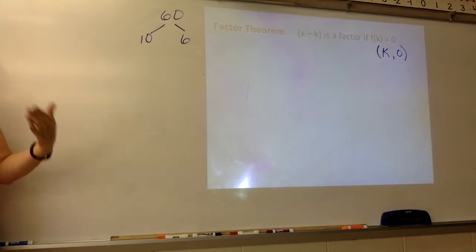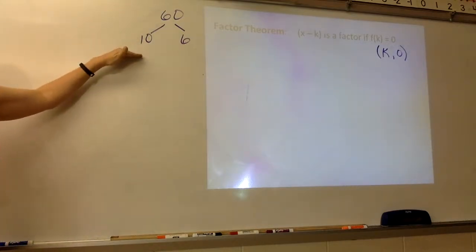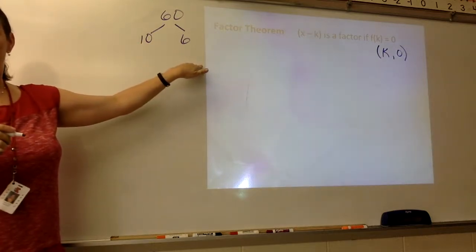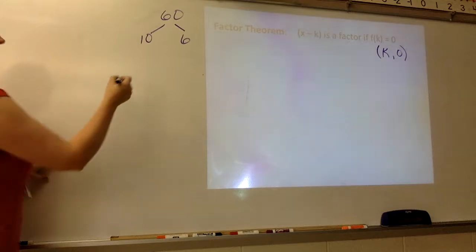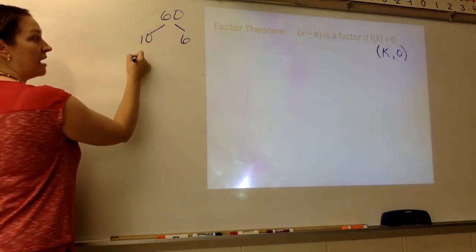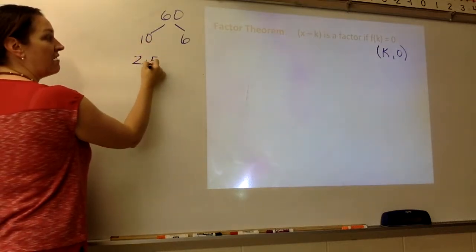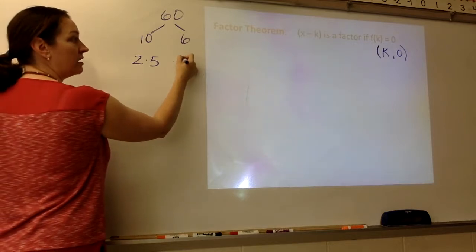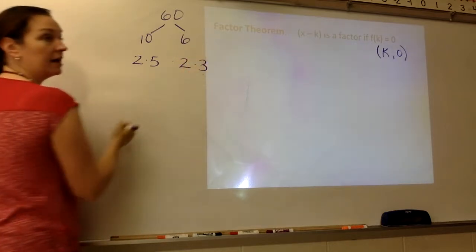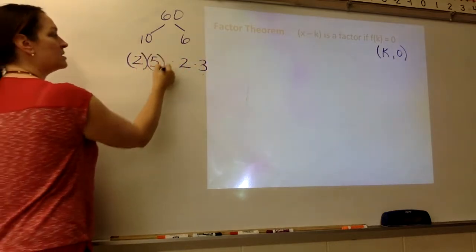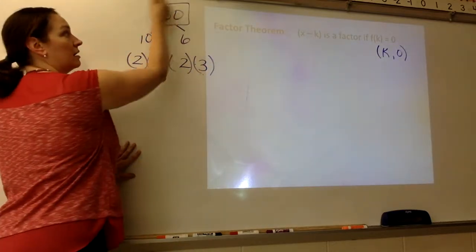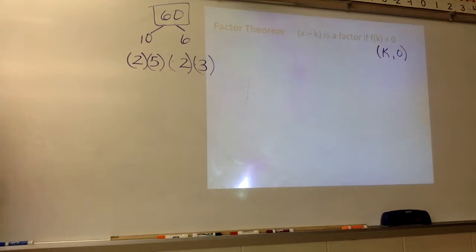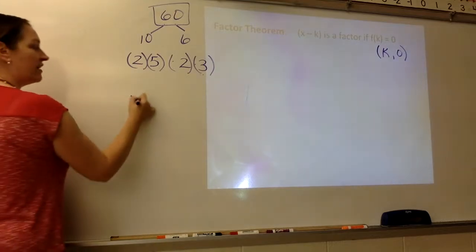Okay? Now, here's the idea. I took 60 and I divided by 10 and I got 6. But now I'm going to break each of those down. So 10 is going to break down into 2 times 5, and 6 is going to break down into 2 times 3, right? So think of this. Aren't these all of the factors that multiply to give me 60?